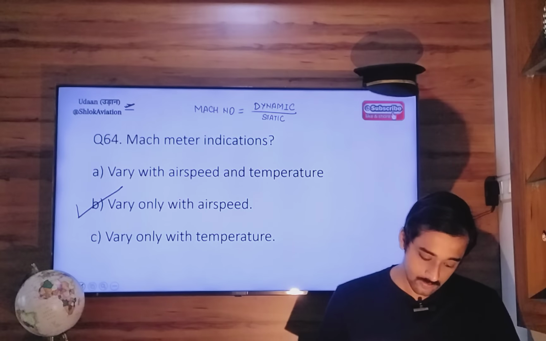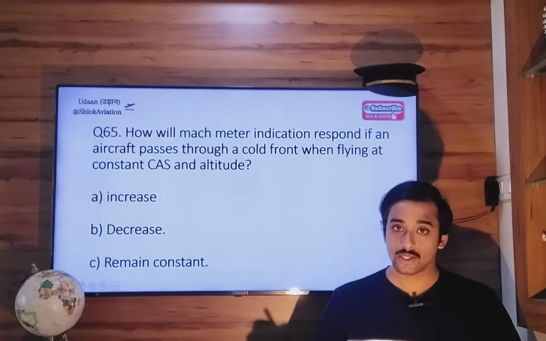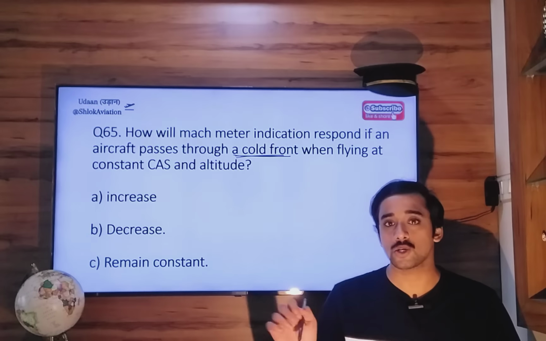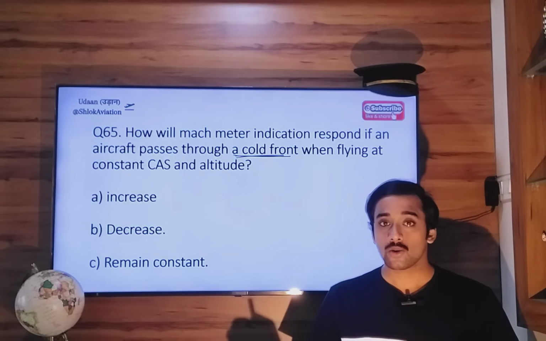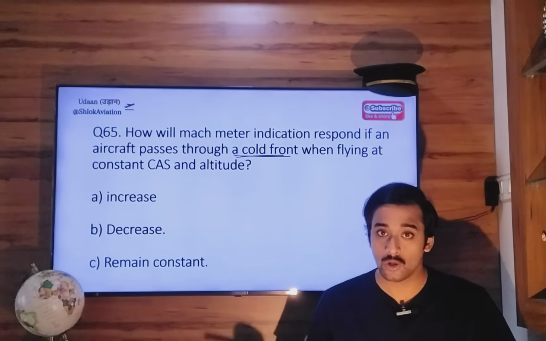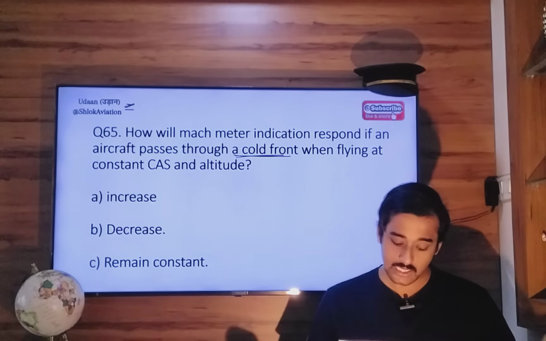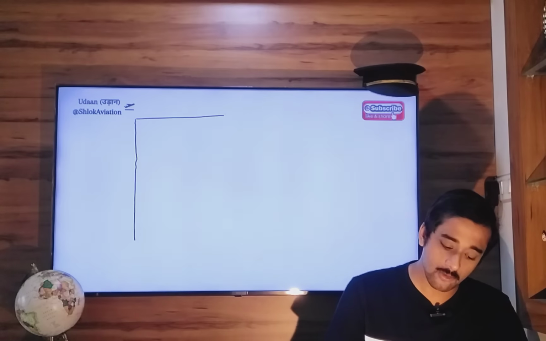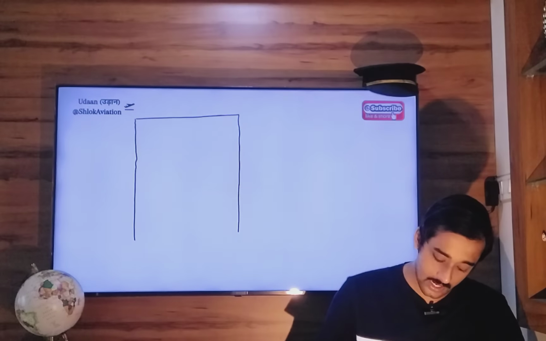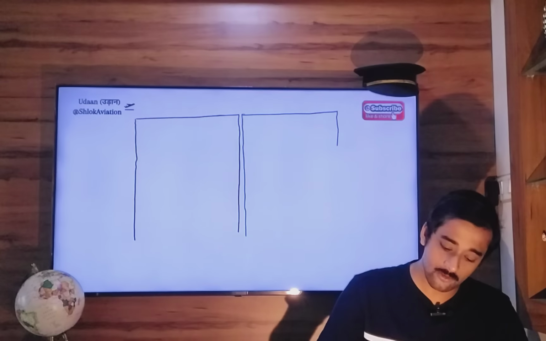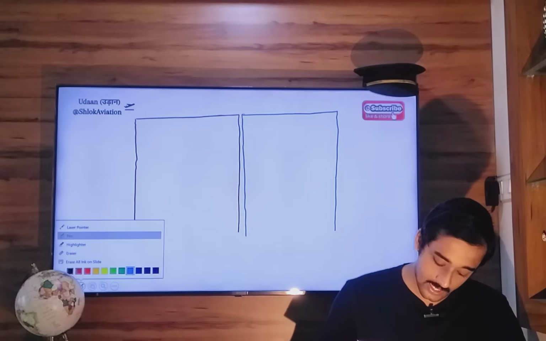How will the Mach meter indication respond if the aircraft passes through a cold front, meaning you're passing through a cold atmospheric layer, and you're flying at constant calibrated airspeed and constant altitude? Will the Mach number shown to you increase, decrease, or stay constant? Let's consider this scenario. You're flying from a warm air mass into a cold air mass.